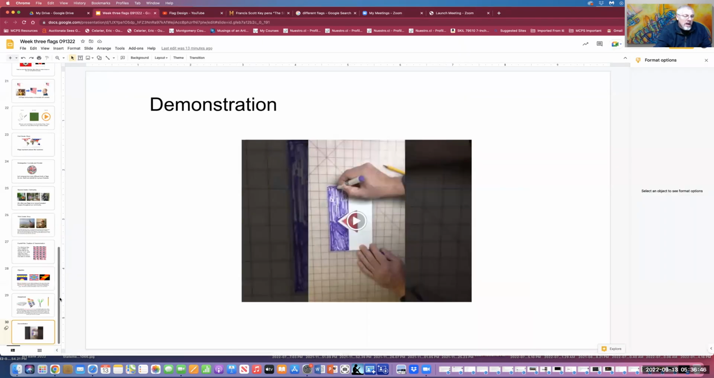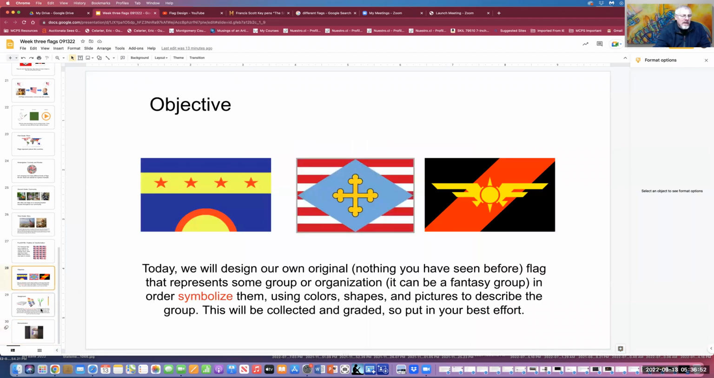All right, that is it. Remember, you are making flags today and you want them to symbolize something. You want to put pictures on them, make them interesting, make sure your names are on them. And hopefully you'll have a good day.